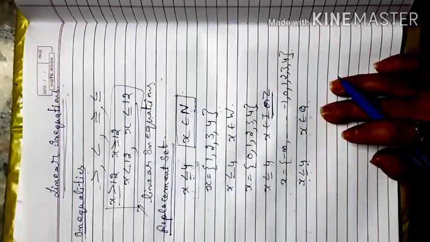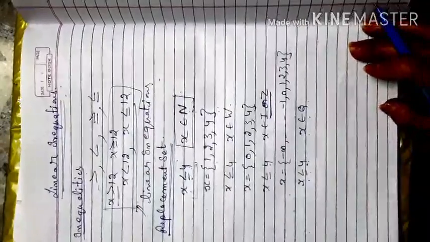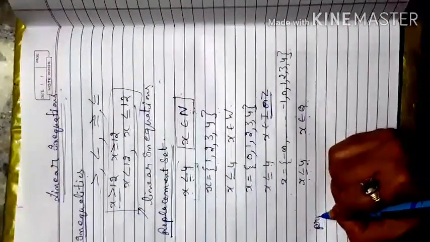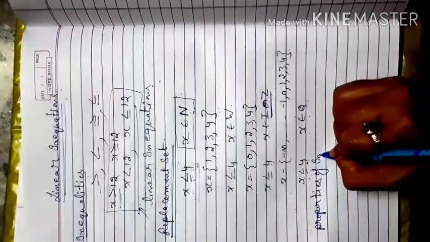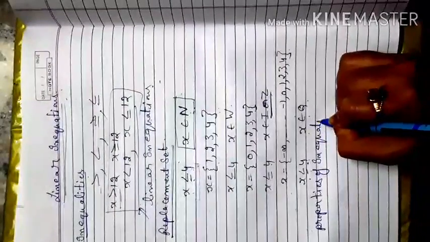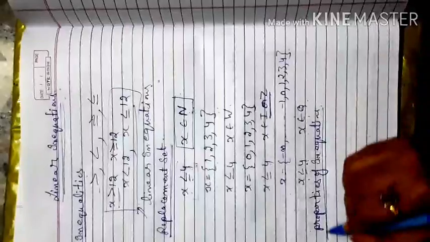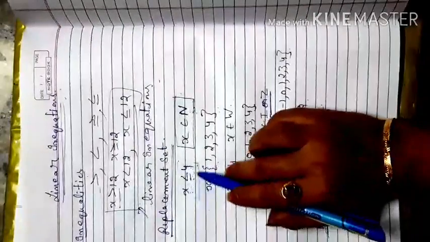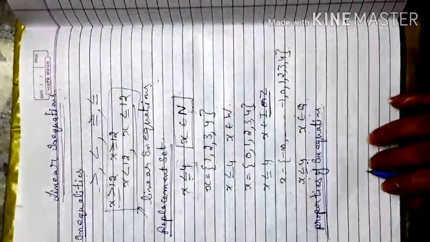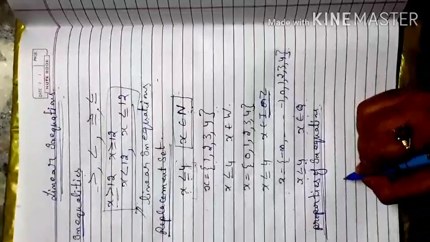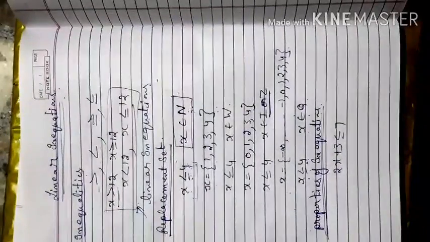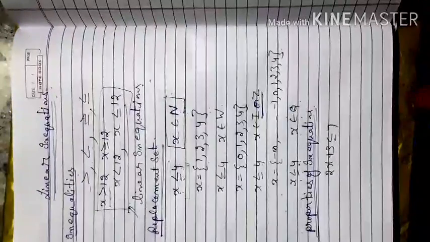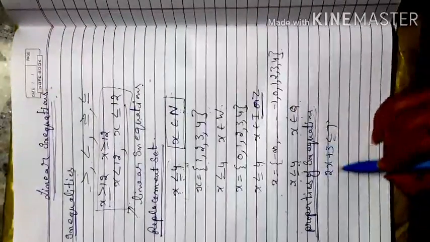So here are some properties of inequations. So here, only if I write x less than equal to 4, in place of this, if I have an equation like 2x plus 3 less than equal to 7. 2x plus 3 less than equal to 7 means you have to find the x value.